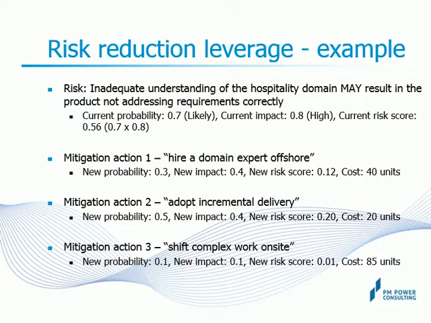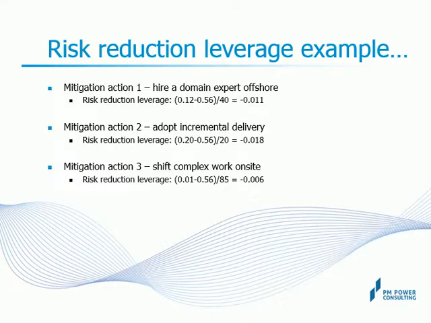Similarly, for mitigation actions number 2 and number 3, we have assessed the expected reduction in risk scores and costs of mitigation. With this information, we can compare the three mitigation options in terms of risk reduction leverage. Please take a few moments to look at the calculations of risk reduction leverage for the three mitigation actions. As we said earlier, the most desirable mitigation action is the one in which the reduction in risk score is the highest per unit of cost. Ignoring the negative sign, higher the number, better the cost benefit.